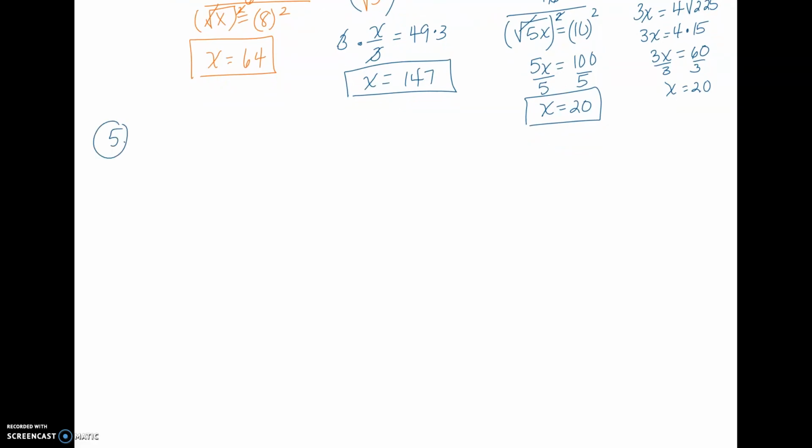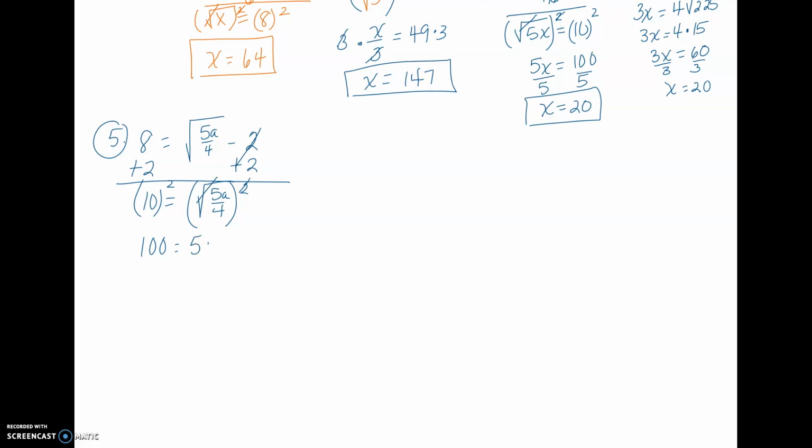Number 5 is 8 equals the square root of 5a over 4 minus 2. So this time the radical's on the right, and I also have a minus 2. So to get rid of that 2, I'm going to add 2 to both sides, and I get 10 equals the square root of 5a over 4. I want to get rid of my square root by squaring both sides. I get 100 equals 5a over 4. I need to get a by itself by multiplying by 4, so 400 equals 5a.